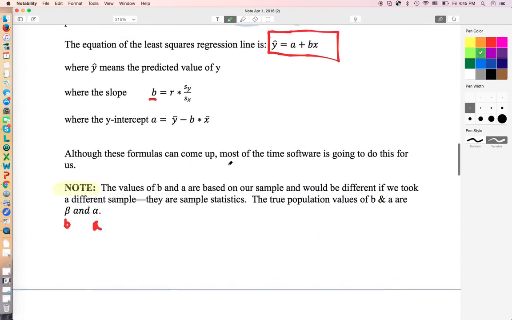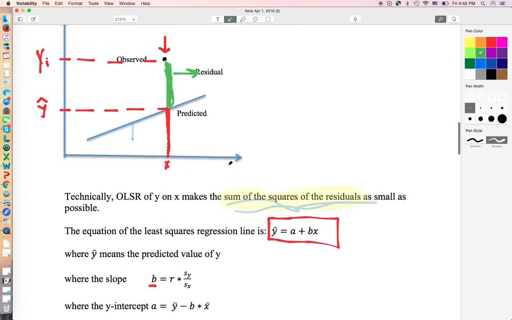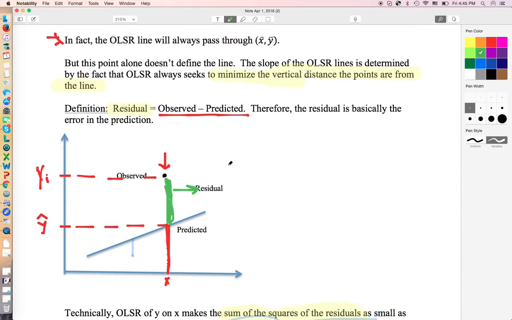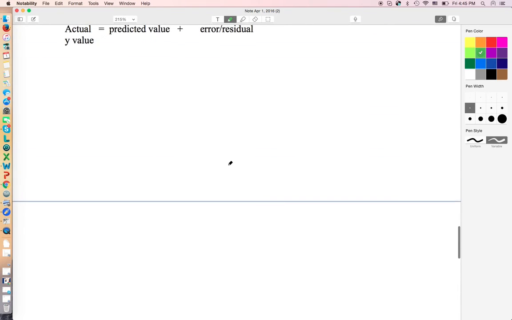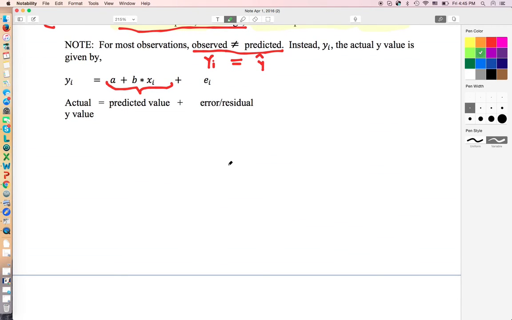I think this is a good stopping point. I think there's a lot to take in here from what I've given you and a lot of concepts to try to understand. So you might want to rewatch this video. Sorry, I'm probably giving you a headache. You might want to read your textbook, section 3.3.